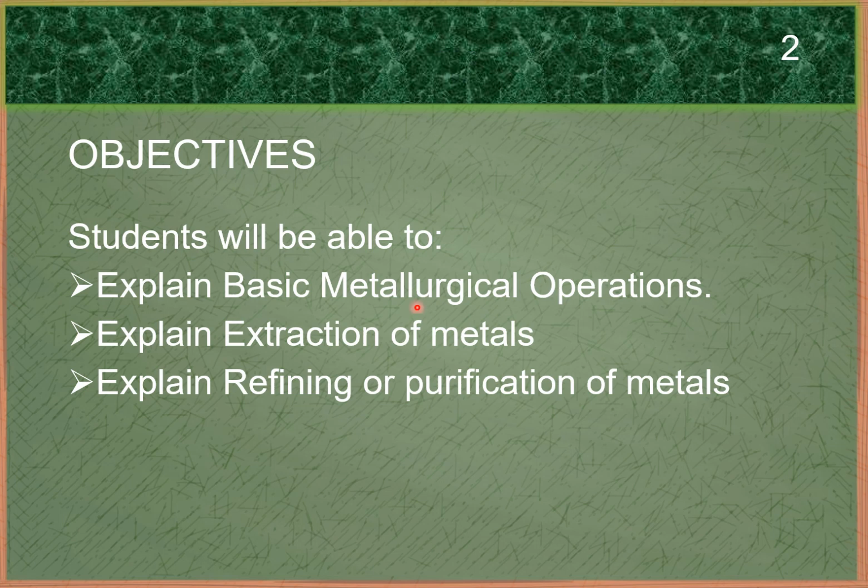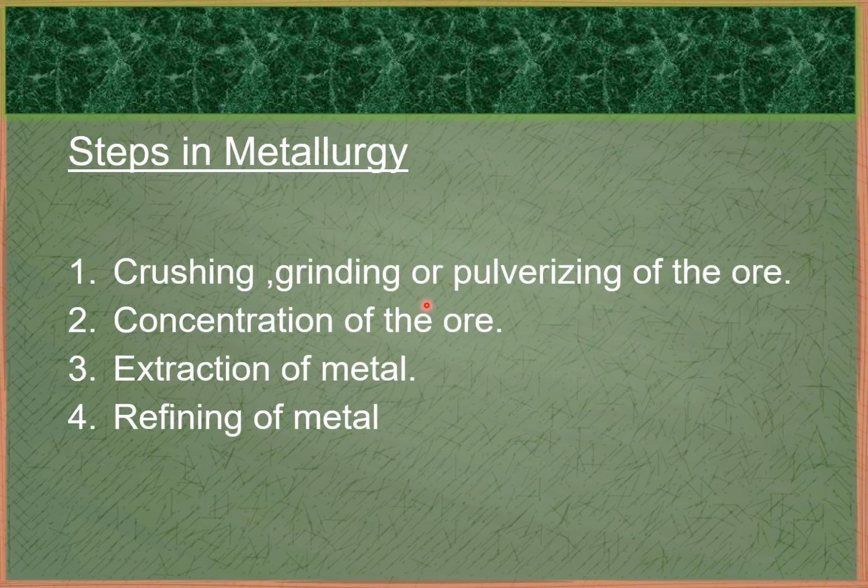In this topic, a student will be able to explain basic metallurgical operation, explain extraction of metals, and explain refining or purification of metal. Steps in metallurgy. The main steps in metallurgy are: number 1, crushing, grinding or pulverizing of the ore; number 2, concentration of the ore; number 3, extraction of metal; number 4, refining of metal.